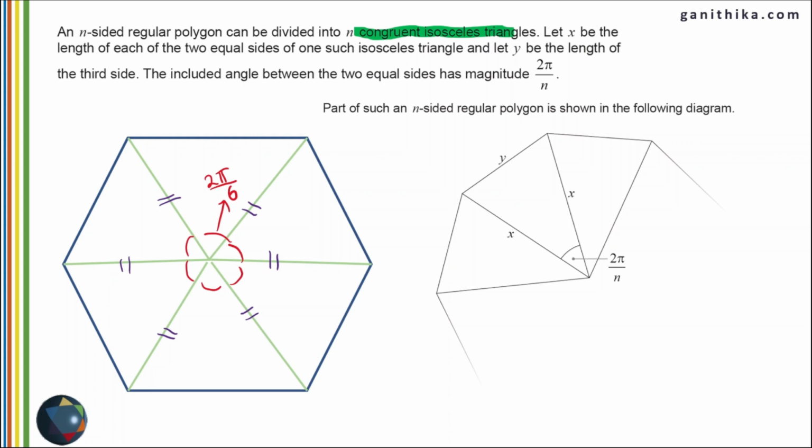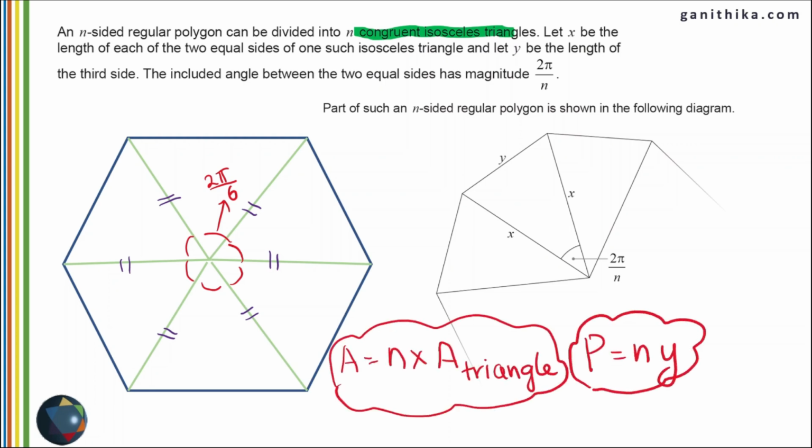You can also notice that the angle of the isosceles triangle is 2 pi over n because the polygon has n sides. Therefore, the 2 pi is divided by n to make the angle for one isosceles triangle. So this is the condition that we have now, and we know that we are going to deal with the area of the polygon and perimeter of the polygon. So let's make a quick note what the area is going to be and what the perimeter is going to be. A is going to be n times the area of each of these triangles.